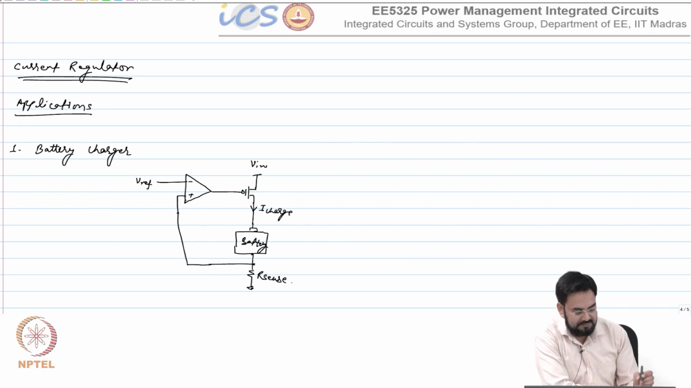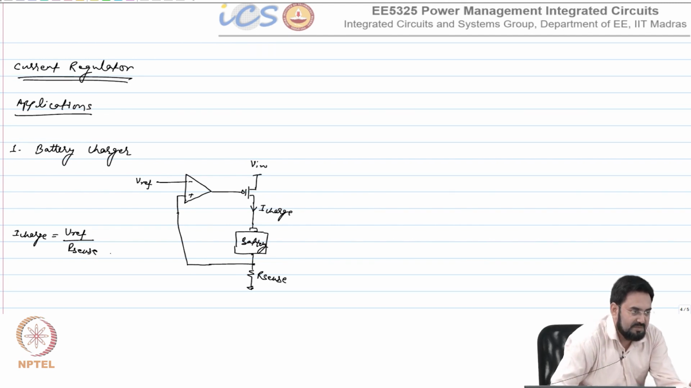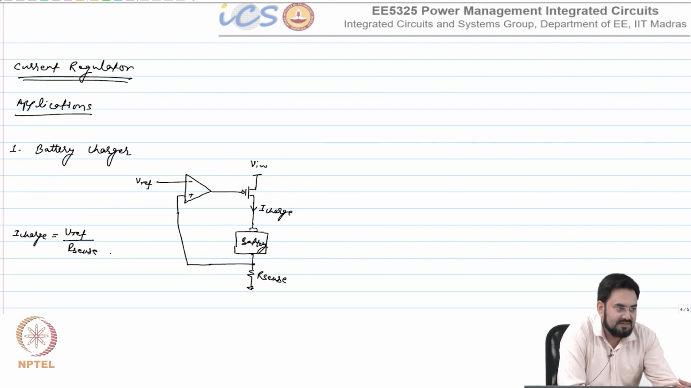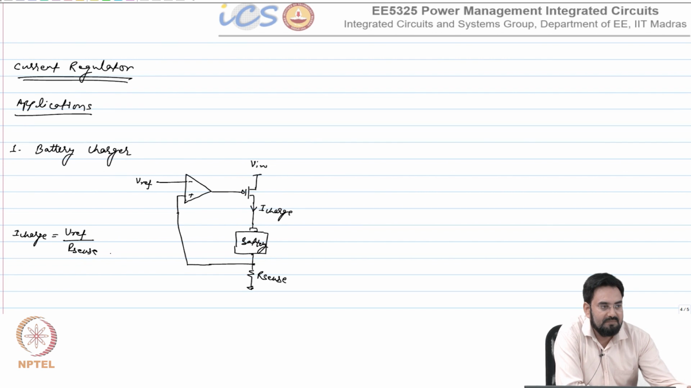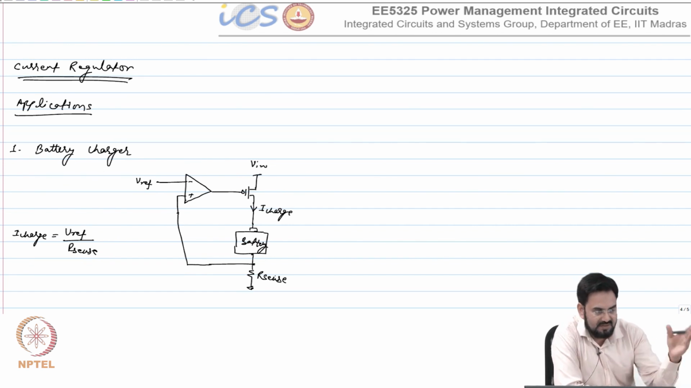Okay, so now what will be the charging current? I charge equal to Vref by R sense, and Vref is constant. So depending upon what Vref is, you choose the R sense and you define the current. If you want 1 amp and Vref is 1 volt, then you need to put a 1 ohm resistor here and it will give you 1 amp constant current. Most of the time this is order of tens of milliohm.